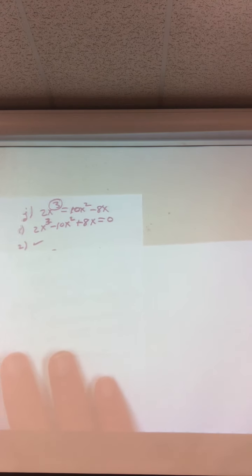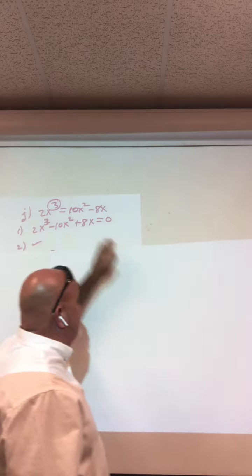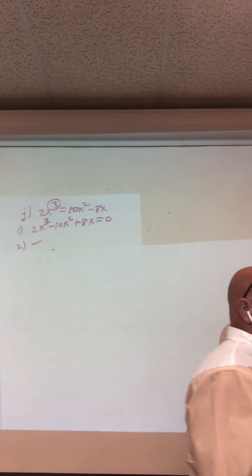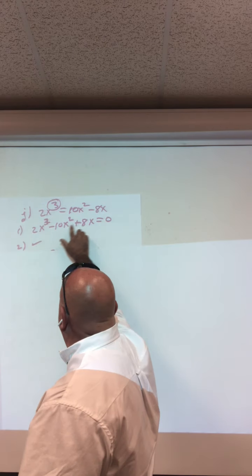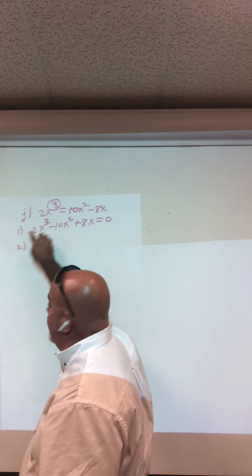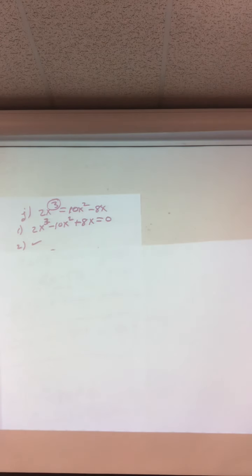What is the first thing we do when we're factoring a trinomial? You look for a GCF. Does this one have a GCF? It certainly does. The GCF, 2 goes into every one of these terms, but notice every one of these terms has an x in it. So your GCF is 2x.